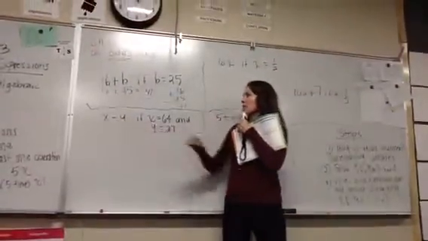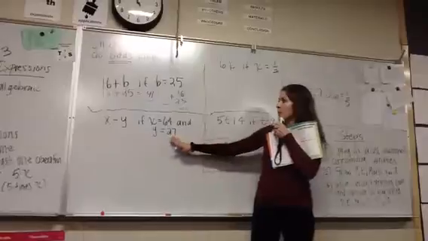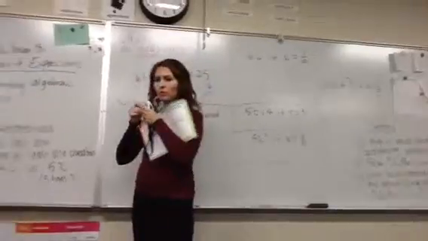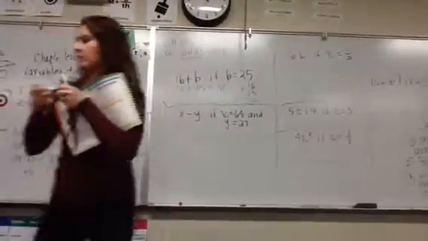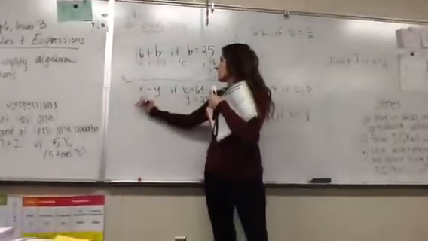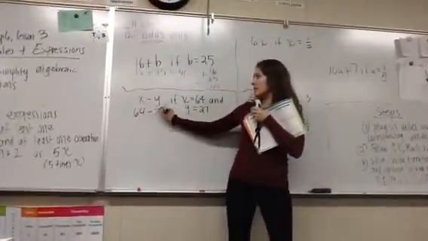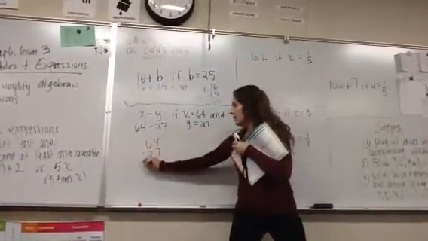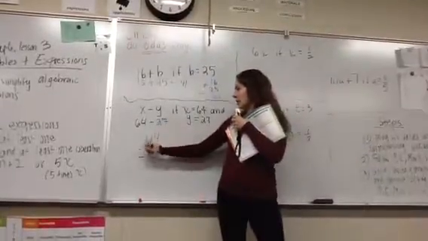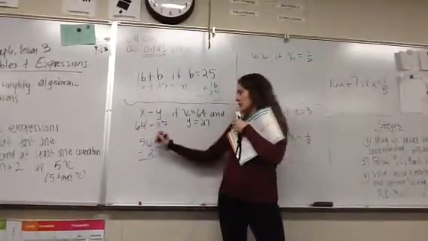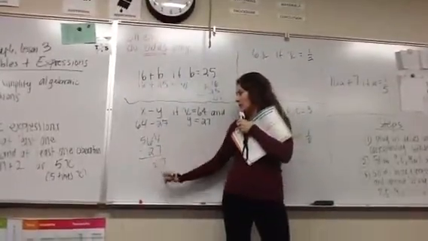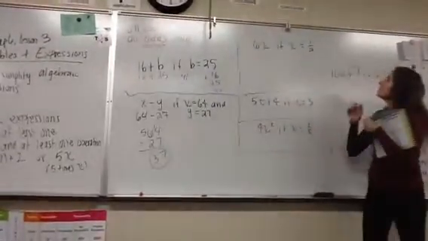You have x minus y, if x is 64 and y is 27. So you plug underneath. This marker is no bueno. I'm going to plug underneath here: 64 minus 27. Of course, I subtract vertically because it makes life easier. You borrow, straightforward subtraction, right? 14 minus 7 is 7. 5 minus 2 is 3. Your answer is 37.